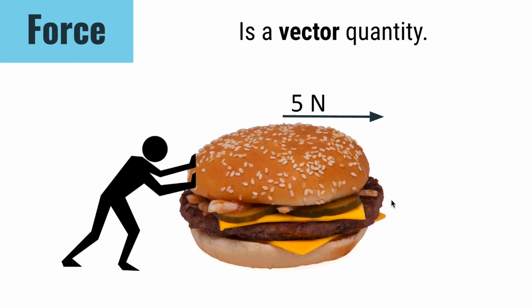Okay, so let's take a real-world example. Let's say you have a hamburger and a person applies a force of 5 newtons towards the right. We would show the force by drawing a vector and labeling it with the magnitude. So even without the image here, I would know that something is getting pushed or pulled to the right with a force of 5 newtons.